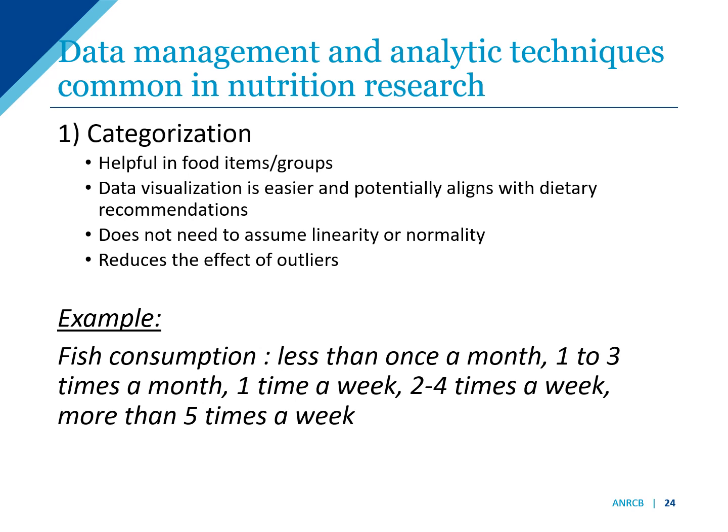It also reduces the effect of outliers. If you have very few people who eat fish, say less than once a month, or very few more than 5 times a week, categorization kind of reduces that issue.